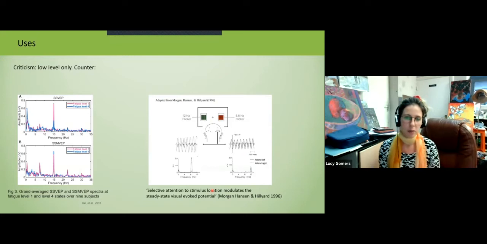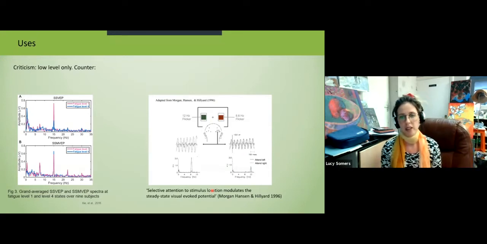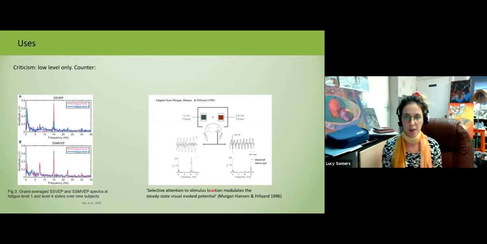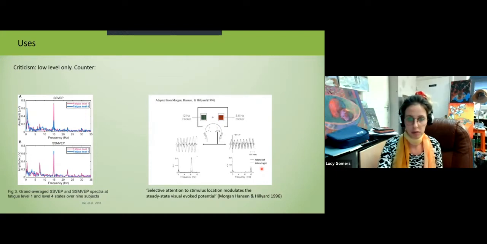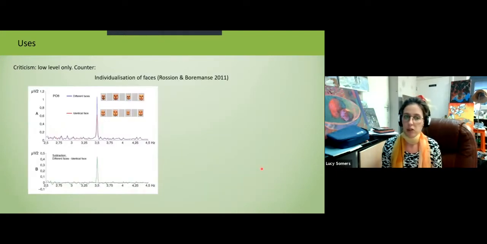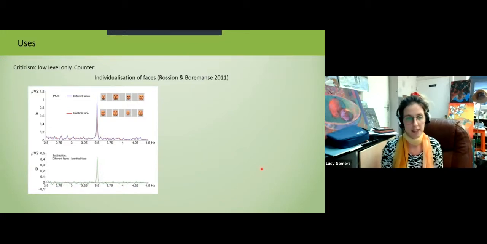So there are also criticisms that because SSVEPs require very fast flicker, that it's always going to elicit a sensory rather than a cognitive response. However, there is evidence of higher level interactions. So you have research that is picking out impacts of fatigue, but also of attention on SSVEP amplitudes. And SSVEPs have also been used to identify face processing effects.